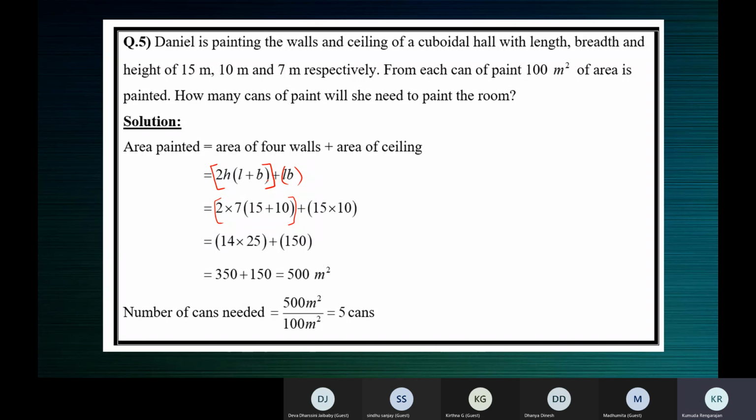So 2h into (l plus b) is the area of 4 walls. lb is the area of the ceiling. Why are we finding only this? Because he's painting only the walls and the ceiling. And obviously the floor is not painted. The floor is tiled. The floor will not be painted.